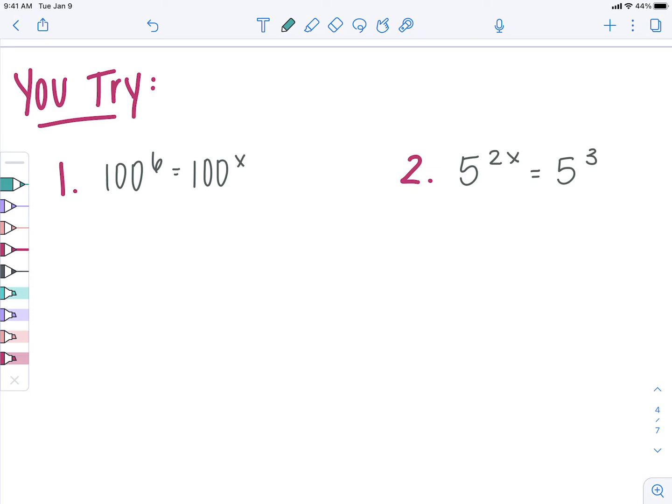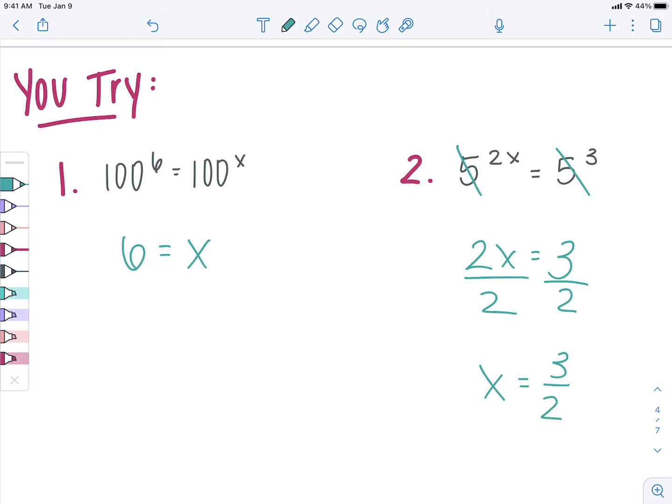Agree with the answers on the board? So the first one, we can cancel those 100s, and we just get that 6 equals x, right? The second one, we cancel the 5s. We get 2x equals 3, divide by 2, and we get x equals 3/2.